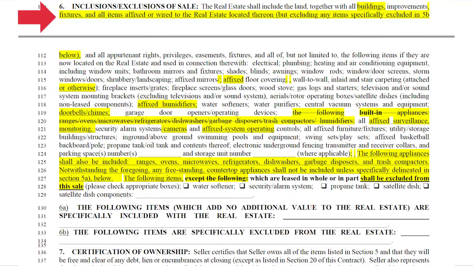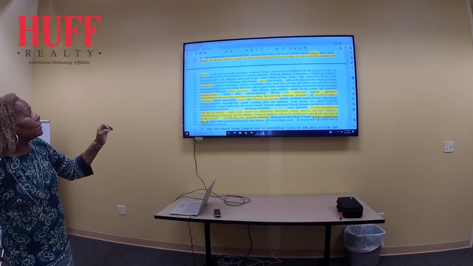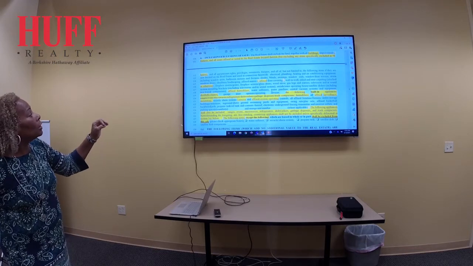This is really dealing with fixtures and what are fixtures. The main thing that this does is to say that it doesn't really have to be a fixture to be a fixture. A slide-in range is now automatically included as a fixture even though it's not attached anywhere. So certain appliances are now just automatically considered to be fixtures.